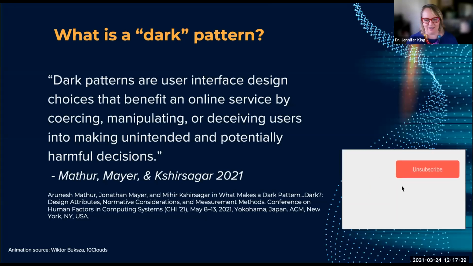And I should note the animation on the screen is not real, but just to give you an example of a very frustrating dark pattern, the unsubscribe button that you perpetually try to click and then you can't actually click it.